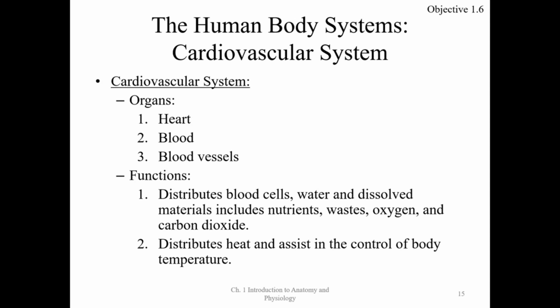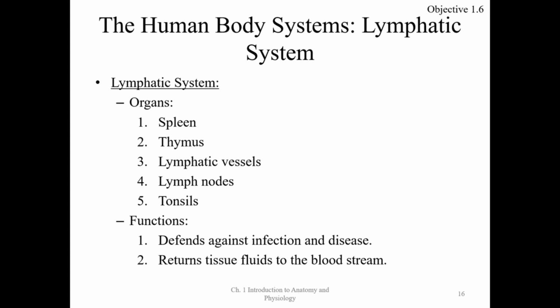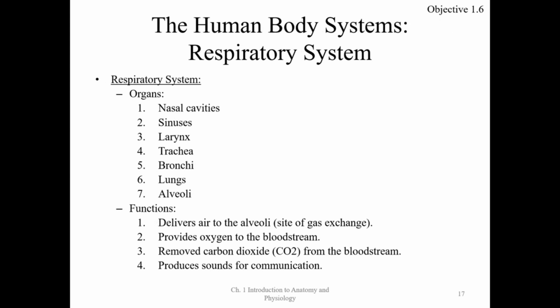All right, now cardiovascular, heart, blood vessels. That's going to help distribute blood cells, water, and any dissolved materials like nutrients, waste, oxygen, and carbon dioxide. This is also going to distribute heat and assist to control body temperature. Our lymphatic system, our organs will be spleen, thymus, lymphatic vessels, lymph nodes, and tonsils, and it will help defend against infections and diseases, which will help return tissue fluids to the bloodstream as well. Any fluids that tissues lose get sent back to the bloodstream using lymphatic.